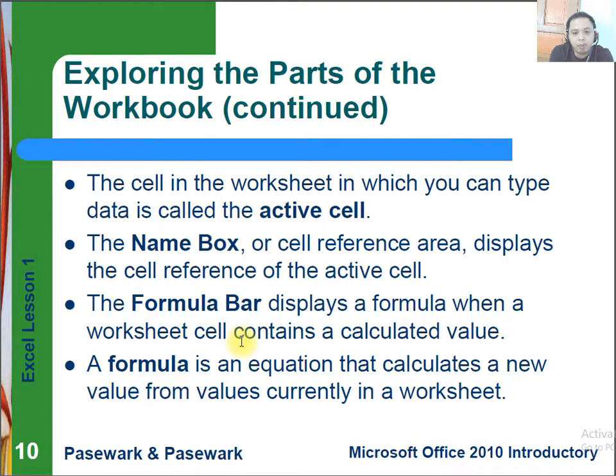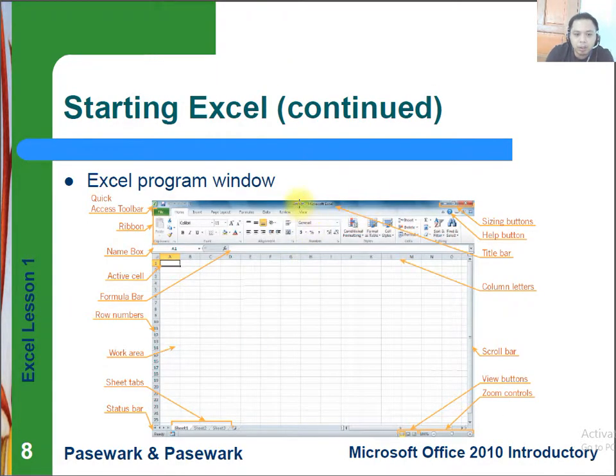Okay, in the name box naman, or the cell reference area, it displays the cell reference of the active cell. Okay, so balik tayo doon. Since dito sa A1 nakaselect siya, dito sa name box natin, ayan, nakikita yun sa name box, doon lalabas yung pangalan niya. So nakasulat dyan A1.